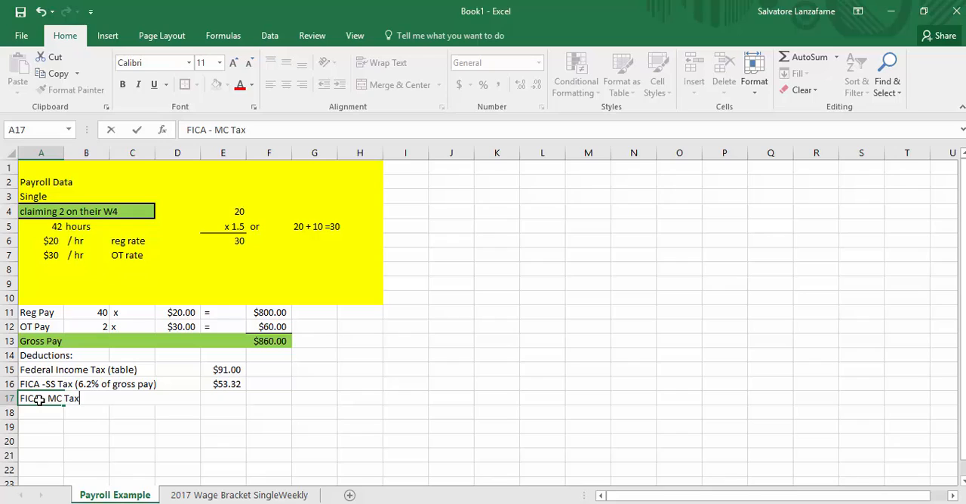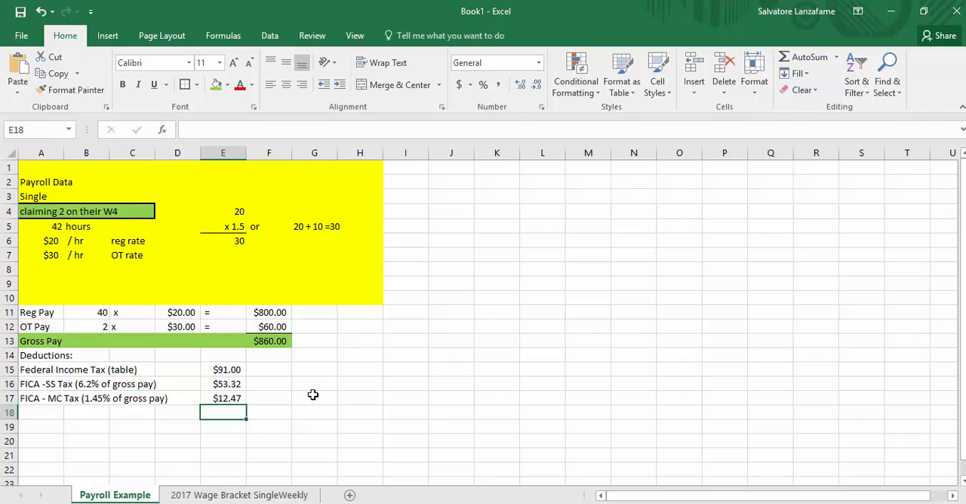We also have another FICA tax, the Medicare tax, and that is 1.45% of gross pay. So let's calculate that one. There's your $860 multiplied by 1.45%, and we end up with $12.47.